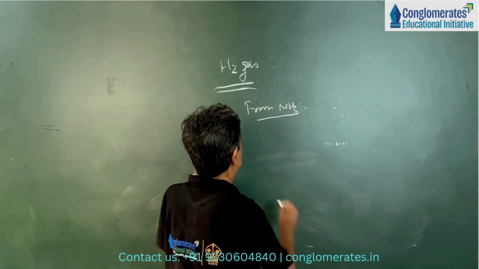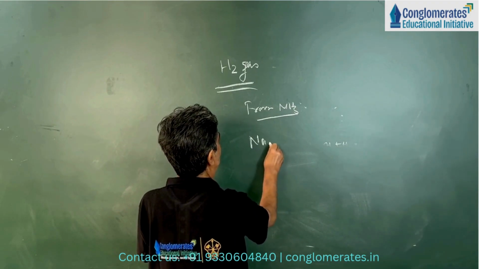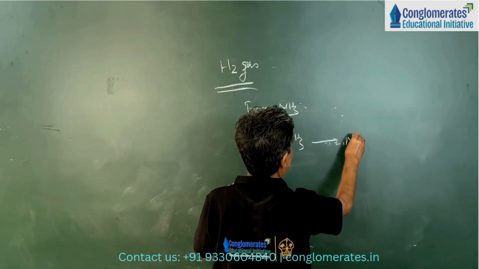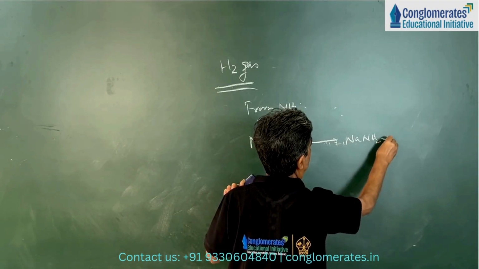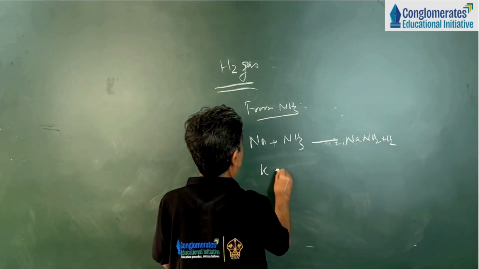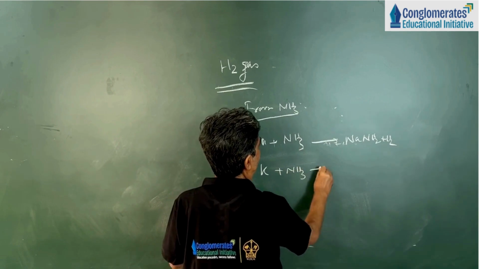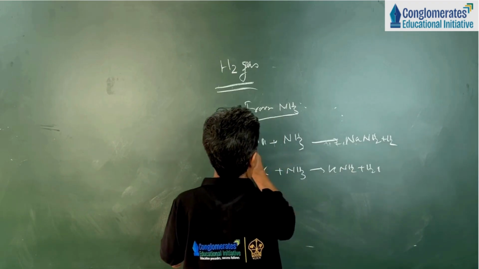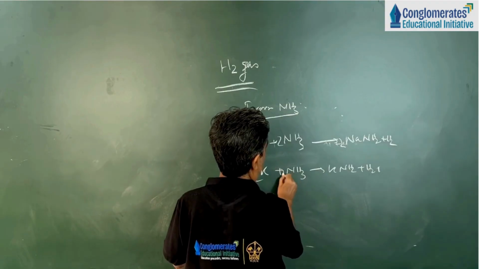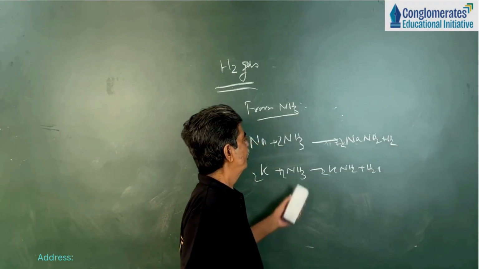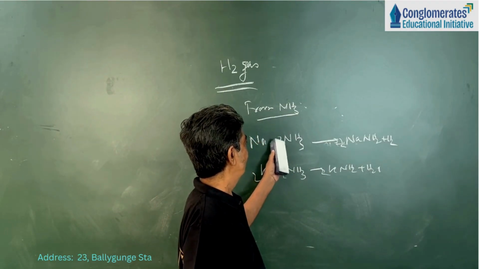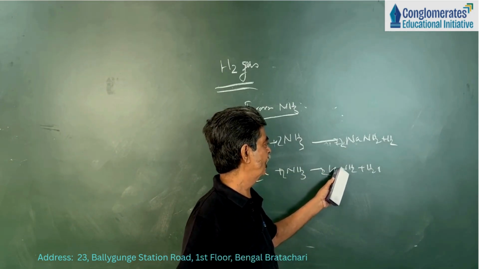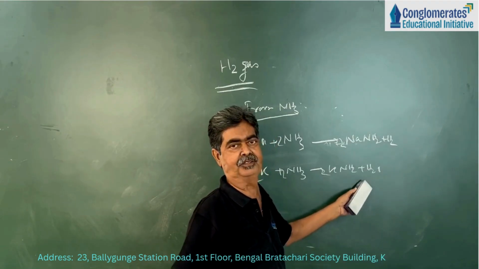The balanced equations will be: 2Na plus 2NH3 gives 2NaNH2 plus hydrogen gas. Similarly, 2K plus 2NH3 gives 2KNH2 plus hydrogen gas. So potassium and sodium alkali metals combine with ammonia gas to form sodamide or sodium amide, and potassium amide, with the evolution of hydrogen gas.